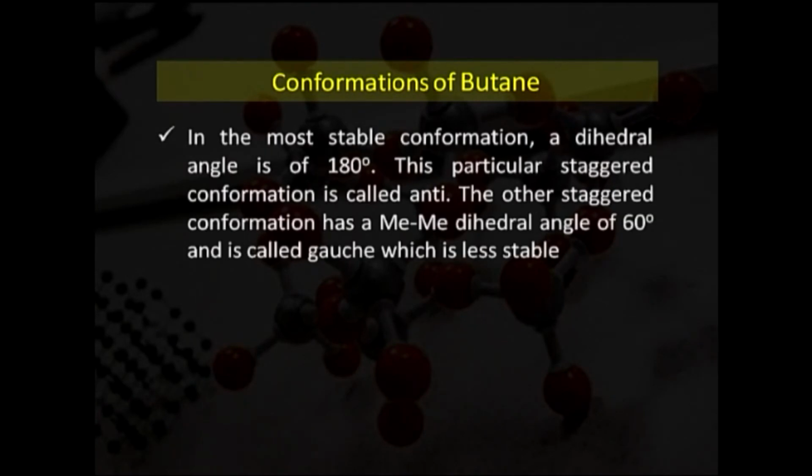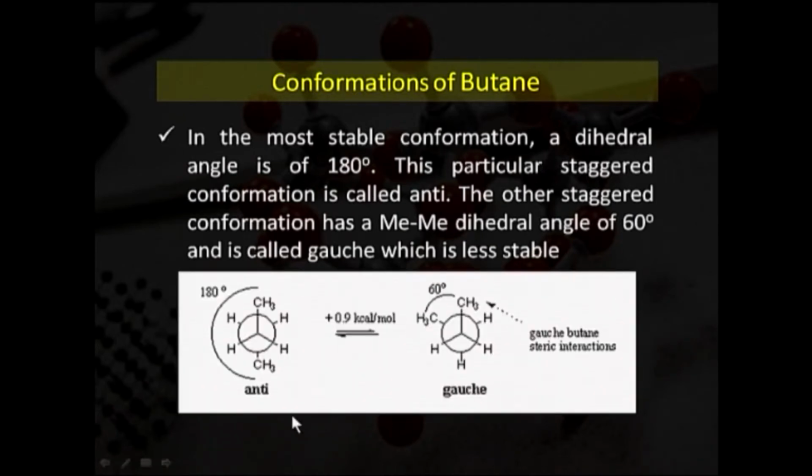In the most stable conformation, the dihedral angle is 180 degrees. This particular staggered conformation is called anti. The other staggered conformation has a methyl-methyl dihedral angle of 60 degrees and is called Gauche, which is less stable. Now, here we are seeing that this methyl group and this methyl group have a dihedral angle of 180 degrees. They are far apart, that is, one at the top and another methyl group at the bottom. Now, that is the Gauche form having a 60 degree angle in between two methyl groups.